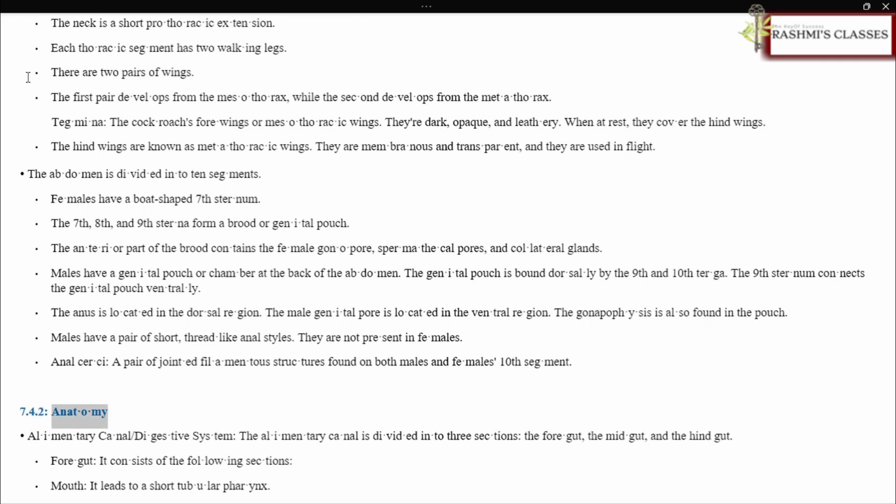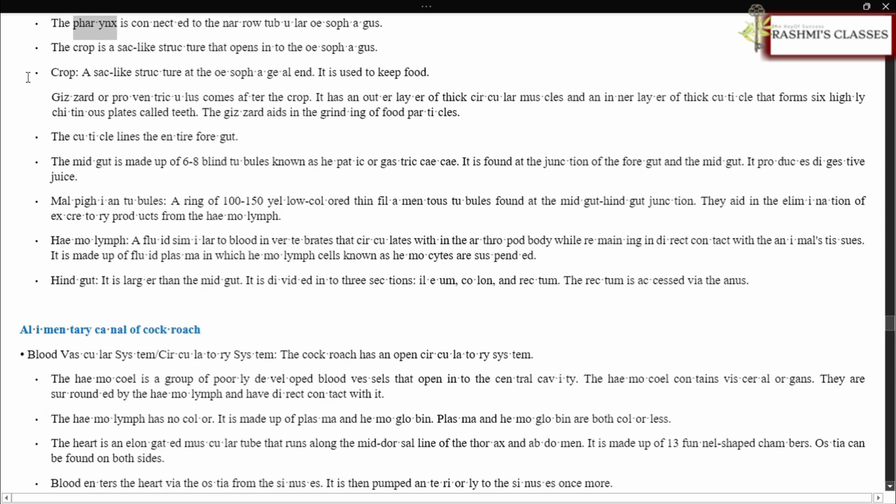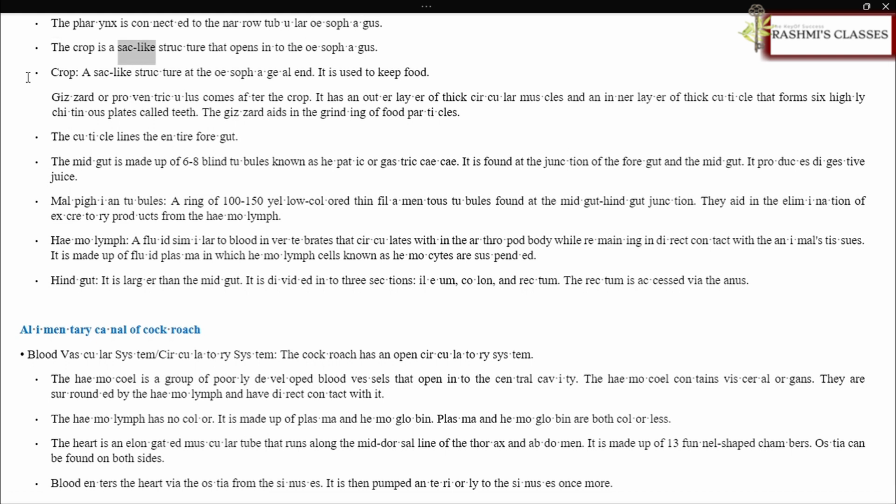7.4.2 Anatomy. Alimentary canal, the digestive system. The alimentary canal is divided into 3 sections: the foregut, the midgut, and the hindgut. Foregut, it consists of the following sections. Mouth, it leads to a short tubular pharynx. The pharynx is connected to the narrow tubular esophagus. The crop is a sac-like structure that opens into the esophagus. Crop, a sac-like structure at the esophageal end. It is used to store food.